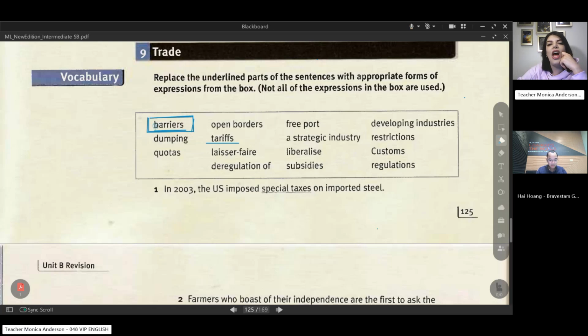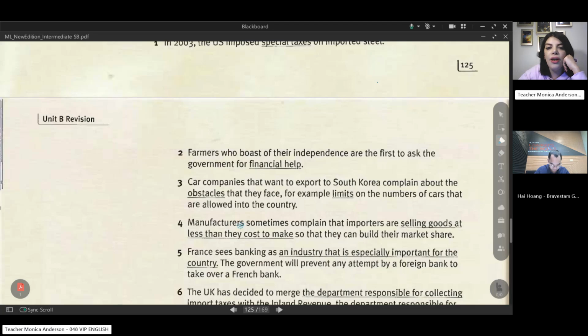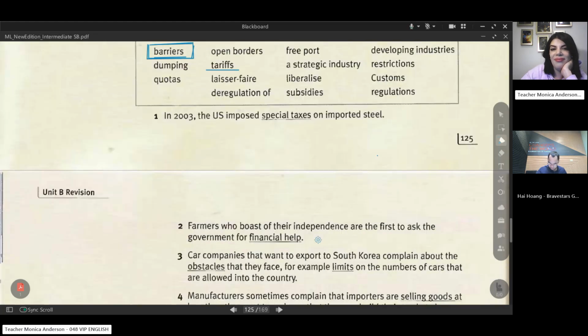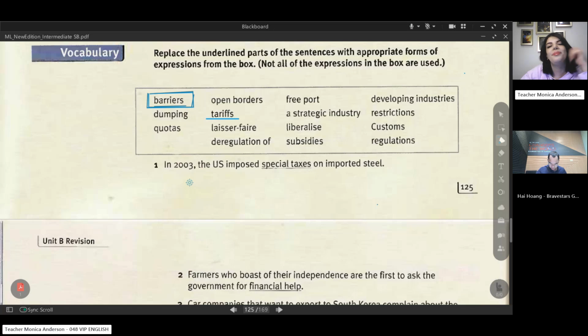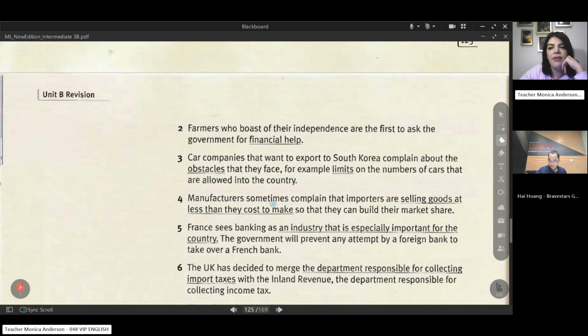Barriers, obstacles. Yeah, of course, good. And number 4, selling goods at less than they cost to make. So what is that? You sell goods at less than they cost to make. Means? Dumping. Of course, dumping, very good.